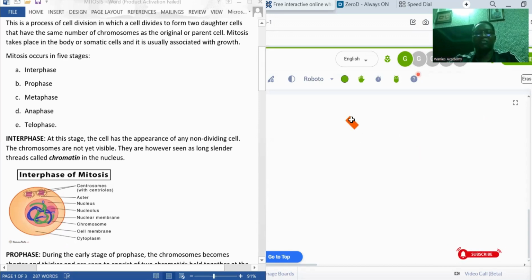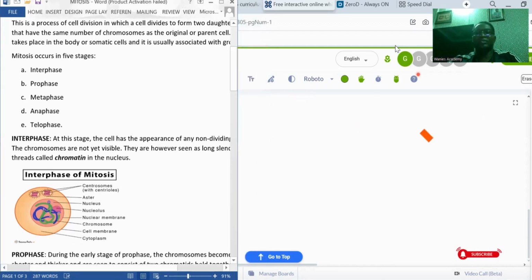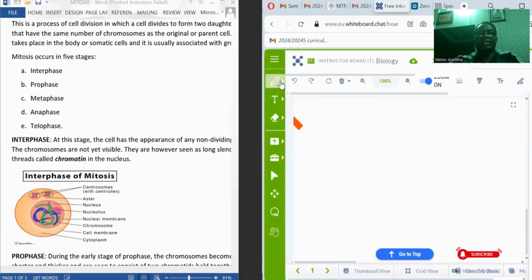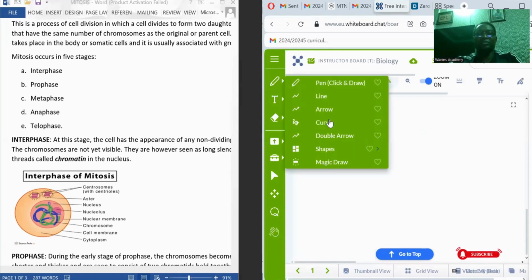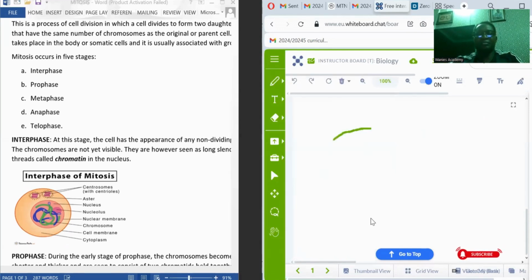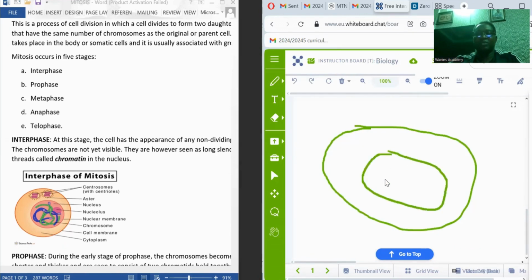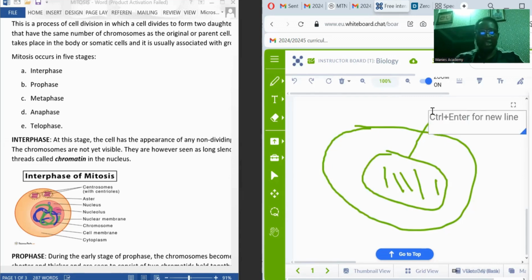In the first stage of mitosis, during the interphase, the cell is said to be at rest. The cell is said to be non-dividing, and the chromosomes are not yet visible. As you can see in my diagram, the chromosomes are within the nuclear membrane. So the chromosomes would be visible when the nuclear membrane disappears.